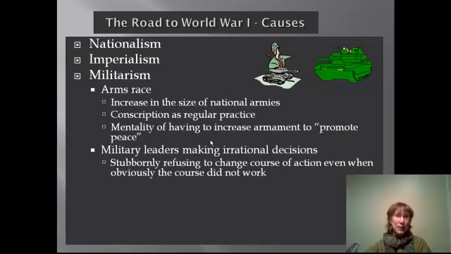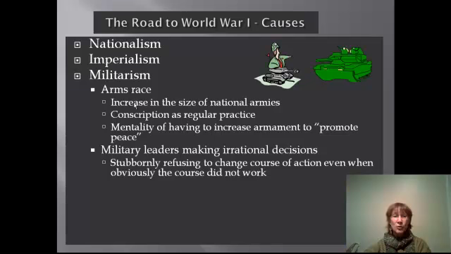But to me, perhaps it is even more important, or as important as the other two, militarism. Now, how do we define militarism? Well, one way to look at militarism is what percentage of the budget of each country is spent on the military.